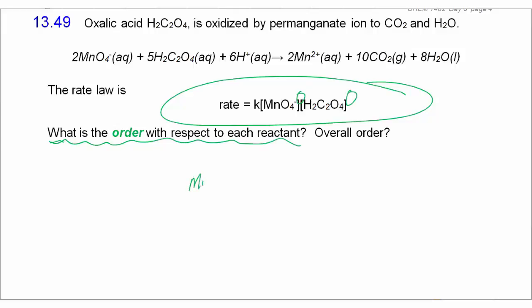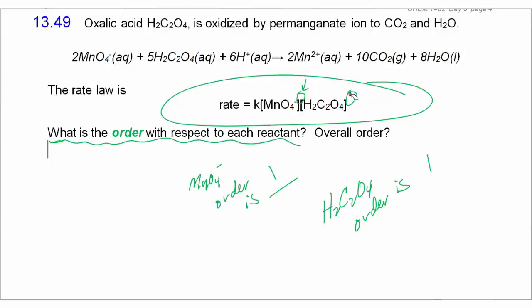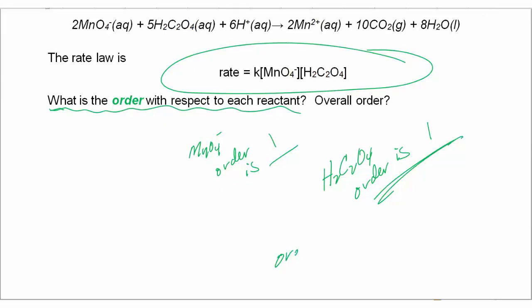For permanganate, the order is, what's that number right here? It's a 1. The oxalic acid order is, it's not a 2, it's not a 3, it's not a 0, it's a 1. We never write them. We're always too lazy. Even the book is too lazy to write a superscript 1 there. And the overall order, remember how to do that? We just add up the exponents. 1 plus 1, 2.